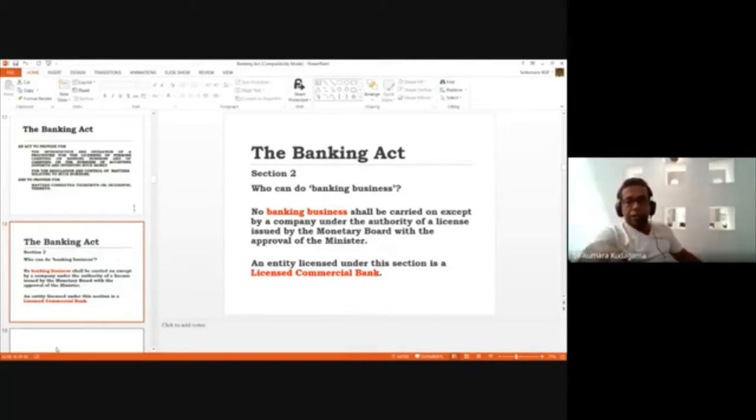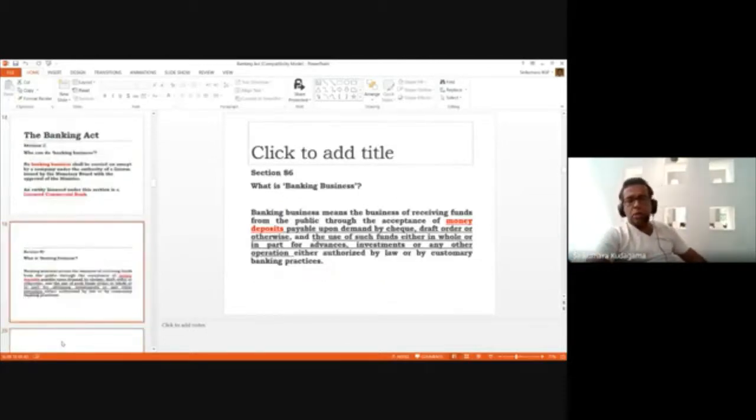Now this is the relationship. Section 2 says no one can do banking business in Sri Lanka unless you have a license issued by the Monetary Board. An entity that has a license under those provisions is called a licensed commercial bank. What are they supposed to do? Banking business. This is what we discussed on the very first day as well. This is the definition of banking business, which I showed you on that day.